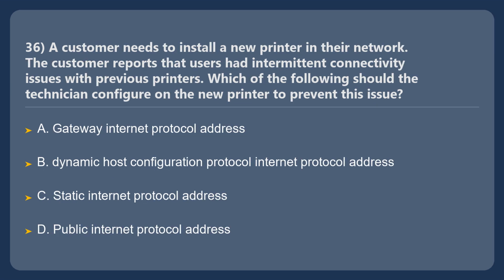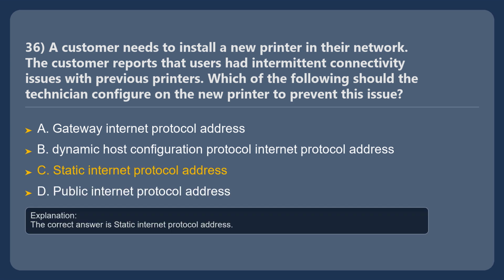Question 36. A customer needs to install a new printer in their network. The customer reports that users had intermittent connectivity issues with previous printers. Which of the following should the technician configure on the new printer to prevent this issue? Option A. Gateway Internet Protocol address. Option B. Dynamic Host Configuration Protocol Internet Protocol address. Option C. Static Internet Protocol address. Option D. Public Internet Protocol address. The correct answer is option C. Static Internet Protocol address.